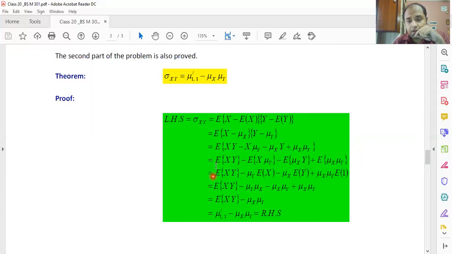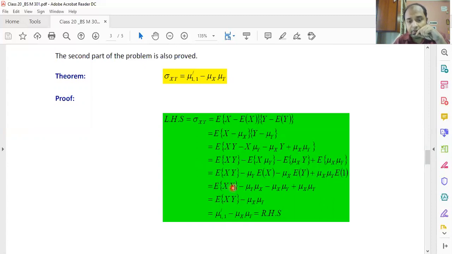So we are going to get E of xy minus... Now you see, mu y represents the average of the random variable y, so this is constant. We can take it outside the expectation sign. So we get mu y multiplied by Ex. Similarly, mu x can also be taken outside, so we write minus mu x multiplied by expectation of y. And here, the product of two averages is also constant. So we write mu x mu y, and we can take mu x mu y outside the expectation sign. So we get mu x mu y of E of 1.